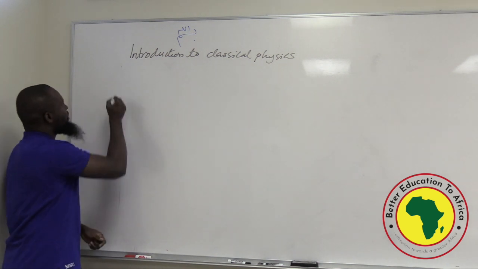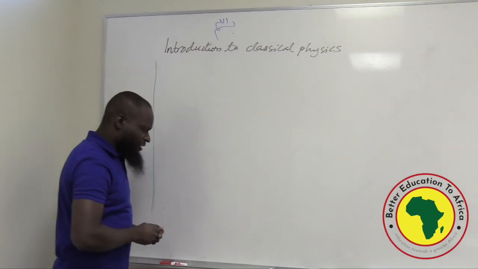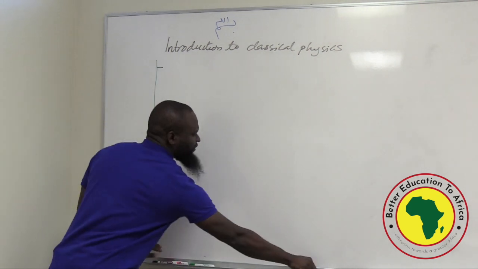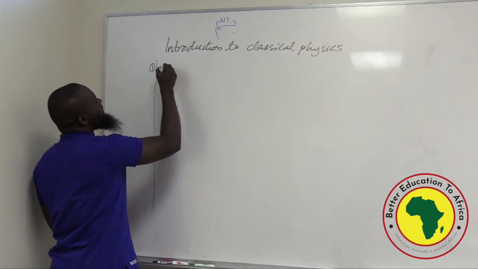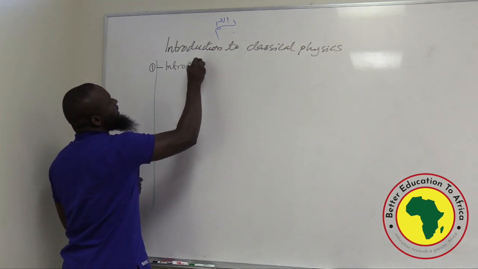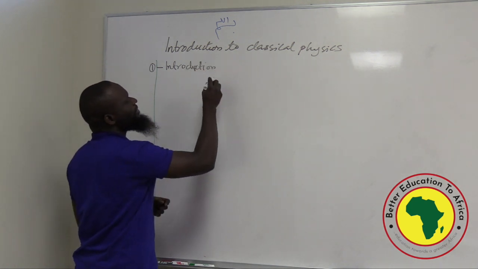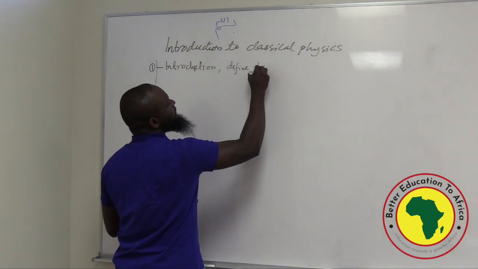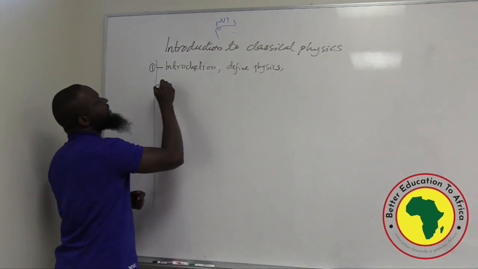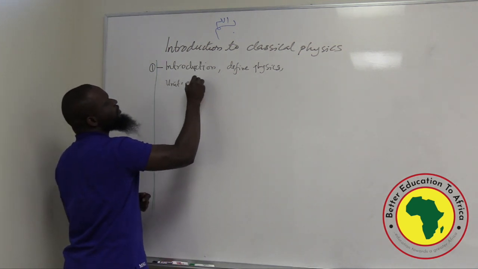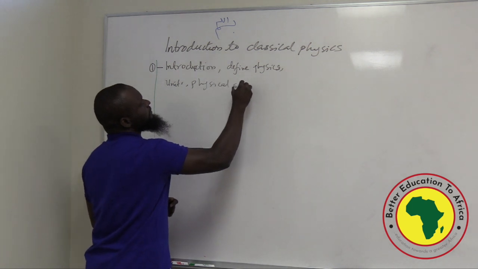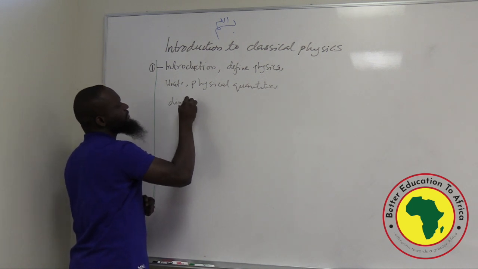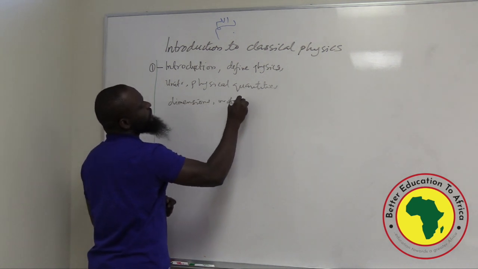We are expected to cover about 10 to 12 topics or chapters. The first one is the introduction, which is going to be today. In this introduction, we're going to talk about the definition of physics, units and physical quantities, dimensions, and orders of magnitude.